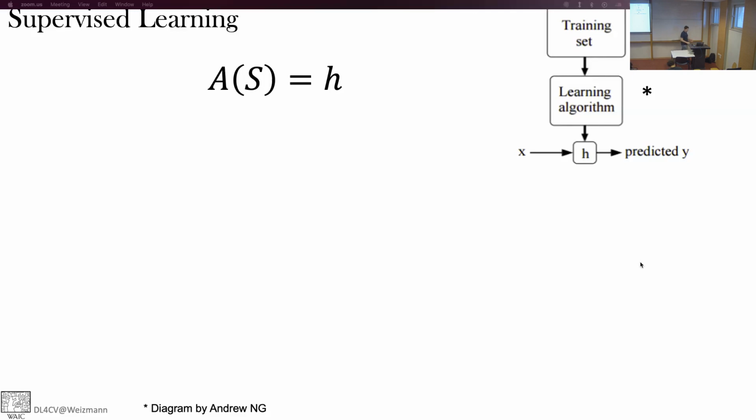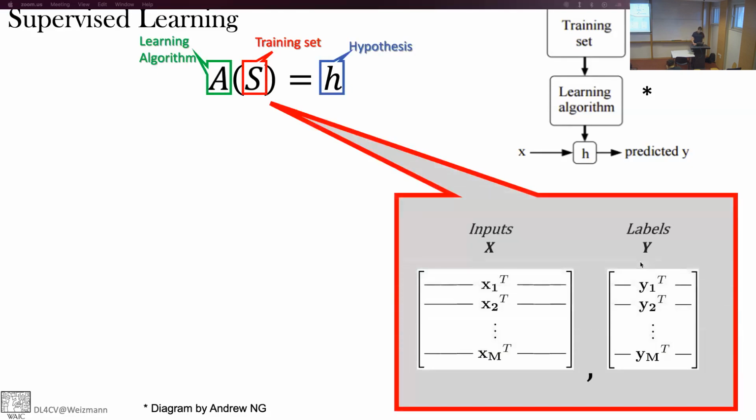So we use X and Y to denote inputs or instances and labels. And look at this equation here, A of S equals H. So S would be the training set, A is the learning algorithm, and H is the hypothesis. But let's dig into those things now.